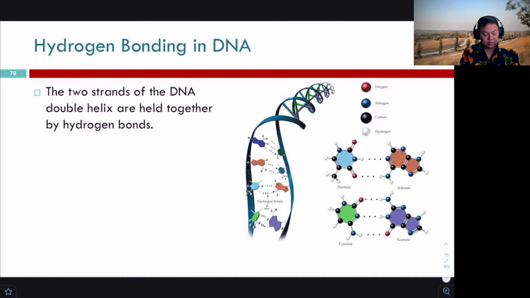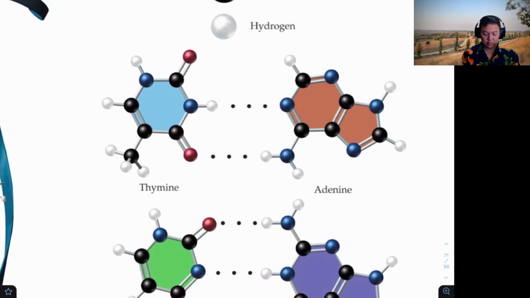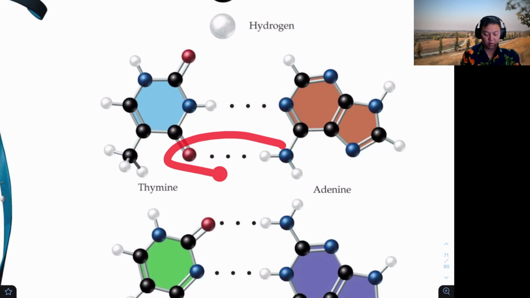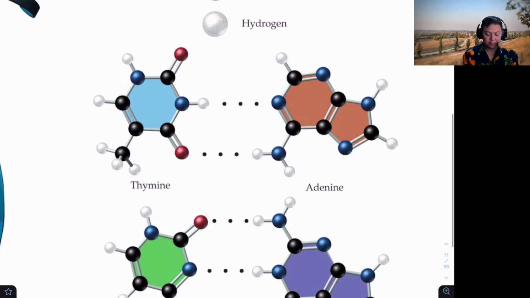And the 2 strands of DNA are actually held together by hydrogen bonds. Right, so it's between the different base pairs, I'll zoom in on this. This is a hydrogen directly attached to nitrogen there. Hydrogen attached to nitrogen, so they can form hydrogen bonds with the other base pairs, and that keeps it together.